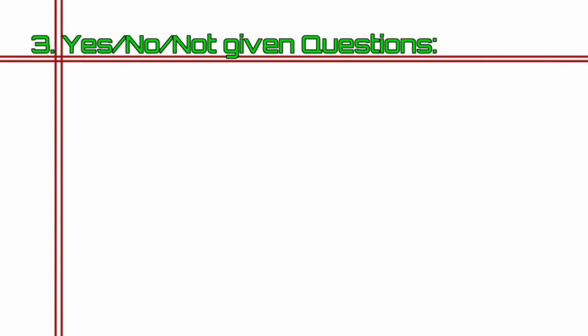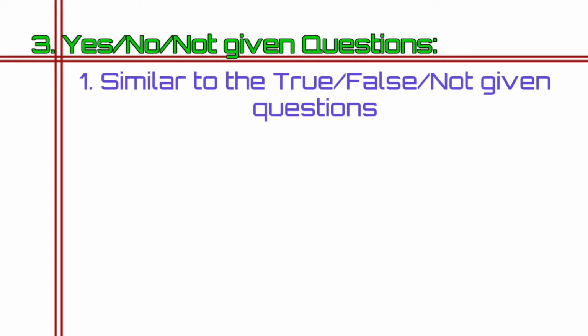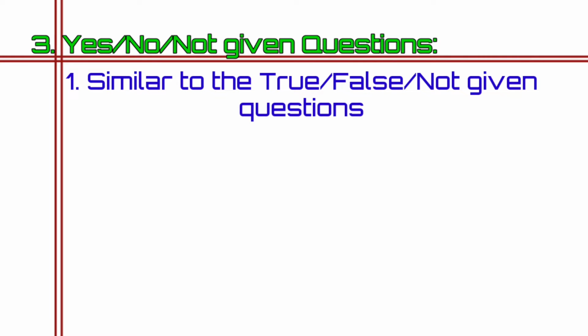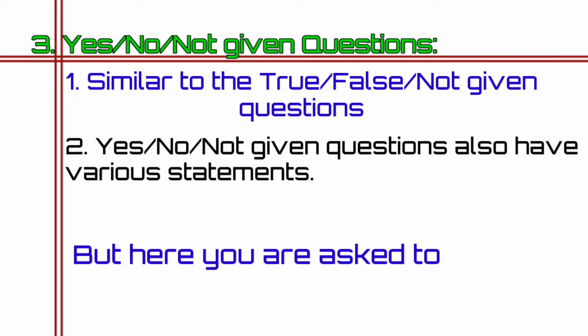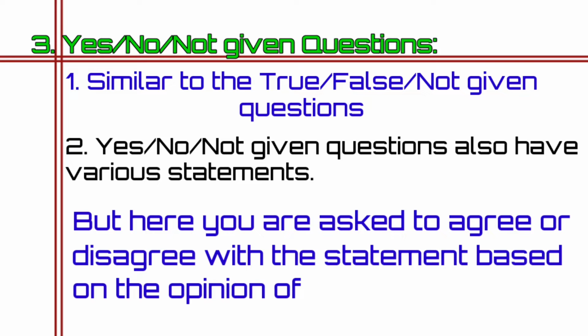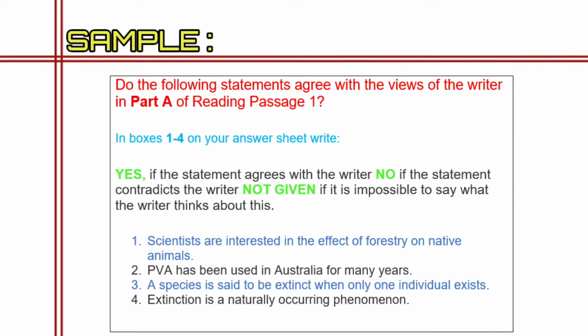Number 3. Yes, no, not given questions. Similar to the true, false, not given questions, yes, no, not given questions also have various statements. But here you are asked to agree or disagree with the statement based on the opinion of the author. Here is a sample of a yes, no, not given question.